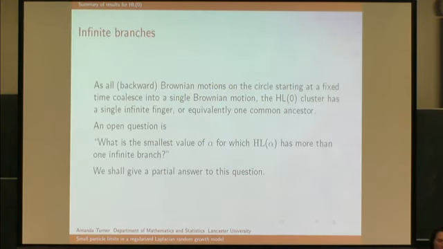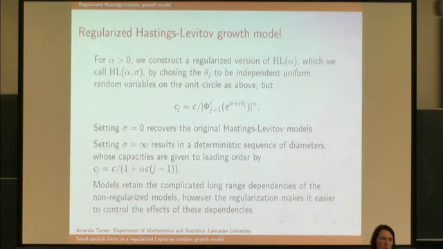Okay, so if we compare that picture to, for instance, our ideas of DLA, where you seem to be getting several different arms forming, it starts asking, well, there are obviously some alphas where simulations suggest that we no longer have a single infinite branch, and so you might ask, what is the smallest value of alpha for which HL alpha has more than one infinite branch? And we're going to give a partial answer to this question. The reason it's a partial answer is because we need to move to a regularized model. We haven't been able to say anything for HL alpha with alpha strictly greater than 0, but we can say quite a lot about a regularized version of HL alpha with alpha strictly greater than 0.